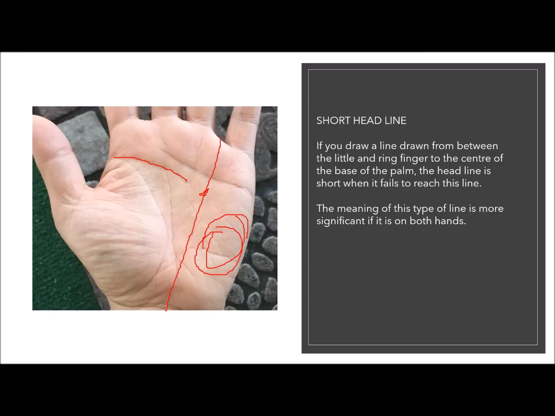The long headline people like to fuss over details, so the short headline person is not going to be interested in fussing over details. They want to get to what they're doing. They don't want to waste time. They want to quickly apply what they know to achieve their goals.